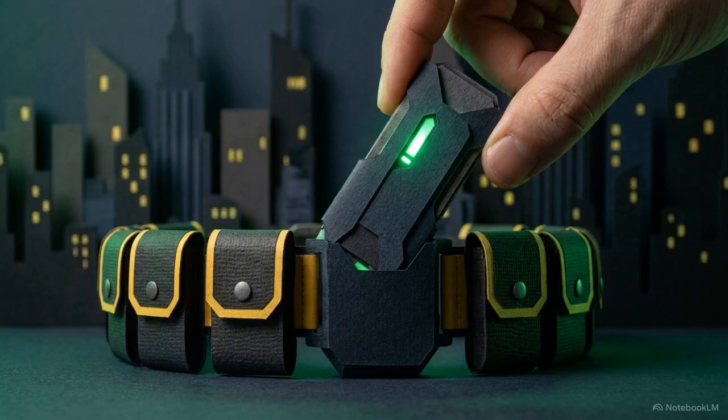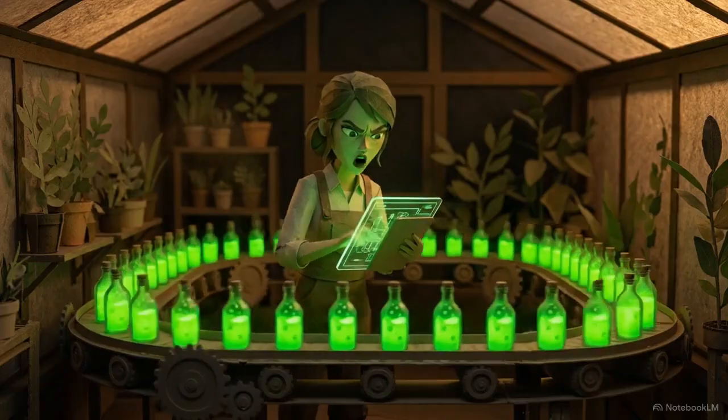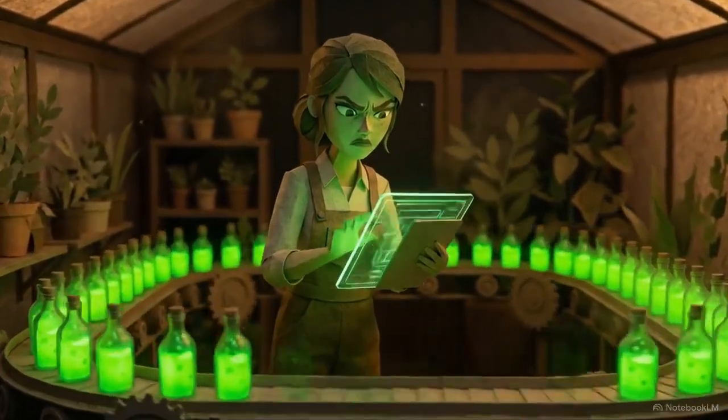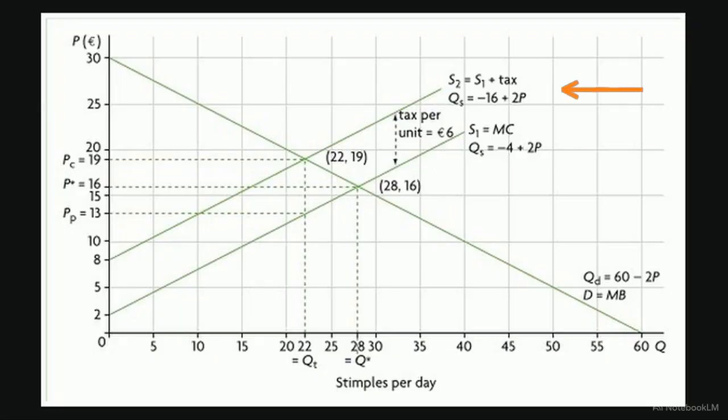The first gadget is the indirect tax. This is a tax levied on goods and services rather than a person's income. Batman targets Poison Ivy's toxic drinks by forcing her operation to pay the government a fee for every single unit she produces. The tax adds production costs, shifting the supply curve upwards from S1 to S2. At the new equilibrium, consumer price jumps to 19 and quantity drops to 22. The exact tax value is the vertical distance between supply curves, exactly €6.